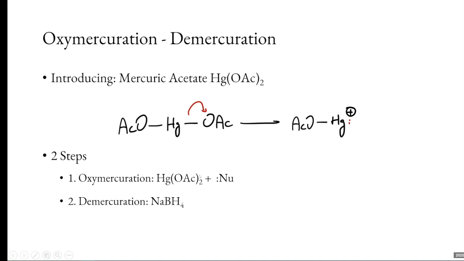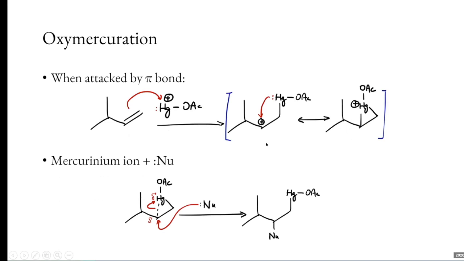In the first step, you add this mercuric cation onto your alkene, along with a nucleophile. Most of the time it's water, but it can be something else. Then to remove the mercury, we'll use NaBH4, which everyone loves. So how is this possible? First of all, the double bond will attack the mercury cation and form this cyclic intermediate.